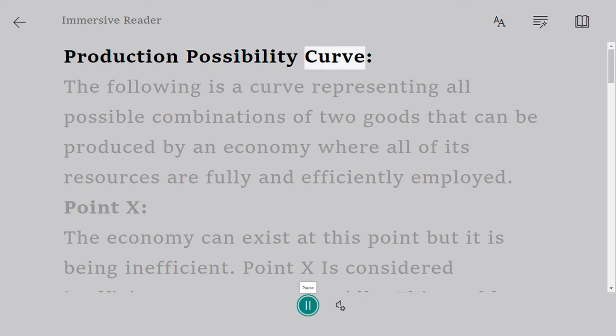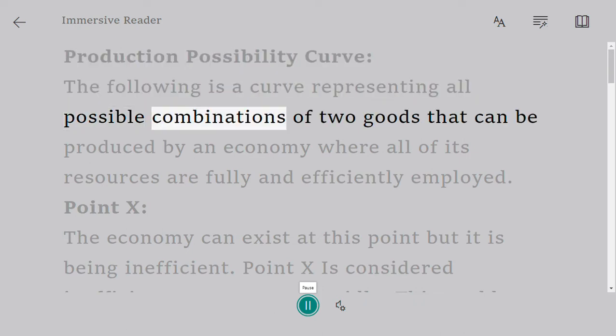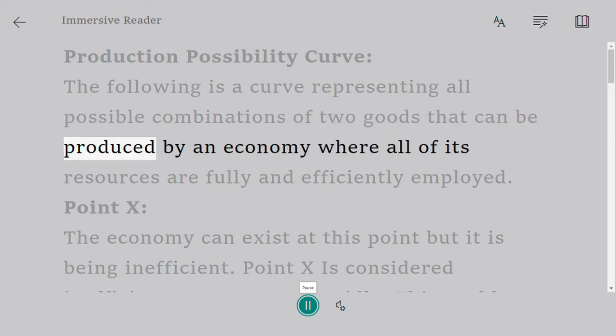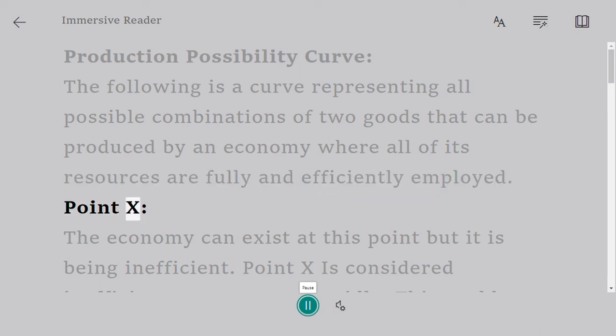Production possibility curve. The following is a curve representing all possible combinations of two goods that can be produced by an economy where all of its resources are fully and efficiently employed. Point X. The economy can exist at this point, but it is being inefficient.